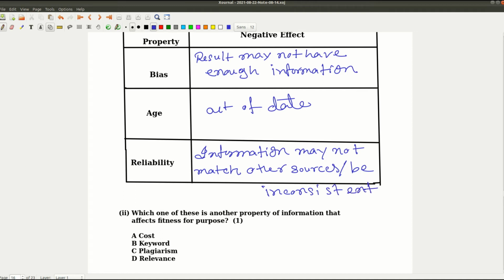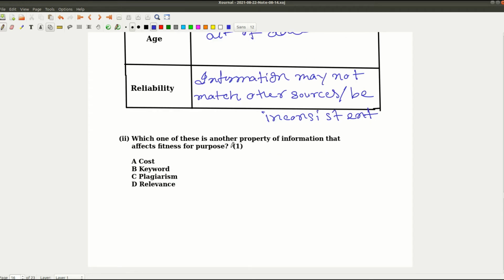Okay. So the next question is, which one of these is another property of information that affects fitness for purpose? Fitness for purpose means the quality of the information. So cannot, keyword no, plagiarism no. Plagiarism is like if someone copies other people's articles or words, like if someone copies your work, this is called plagiarism. Keyword means this is one of the keywords, age, or something like that. Cost is money. So here this one will be the answer.